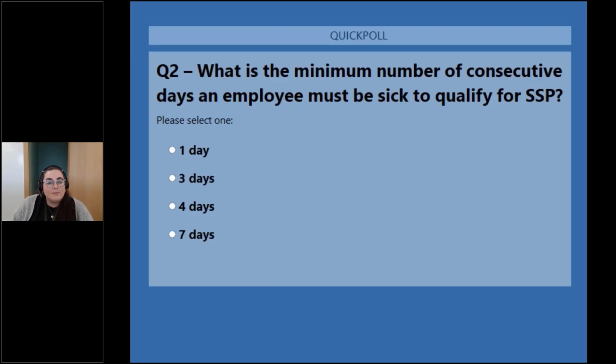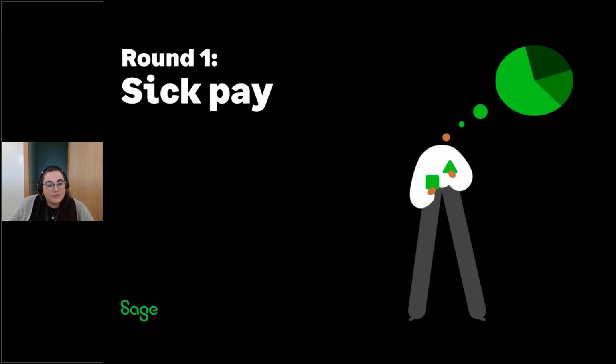What is the minimum number of consecutive days an employee must be sick to qualify for SSP? Is it 1 day, 3 days, 4 days, or 7 days? Great, and I'll go ahead and close that one down too. So that was question number 2. Moving on to question number 3 in the sick pay round.